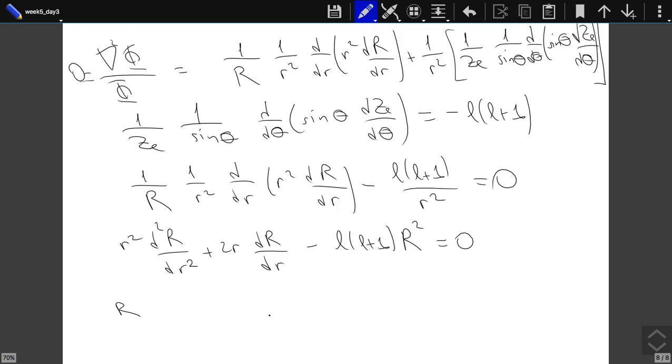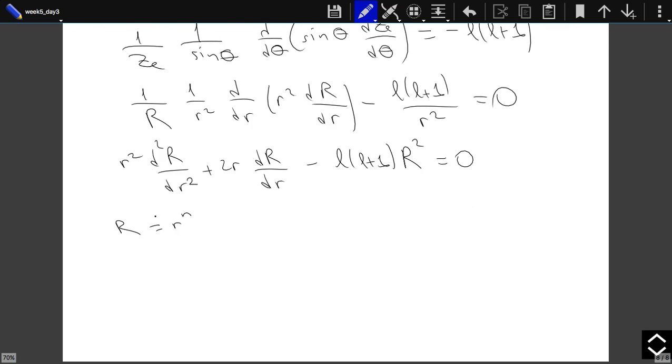So let's assume R is equal to its argument raised to the power n. Let me just look for such a solution. If you put it in, the second derivative will bring a factor of n times n minus 1, r to the power n minus 2, but I'm multiplying with r squared, so r to the power n, plus 2n r to the power n, minus L times L plus 1, r to the power n should be equal to 0.